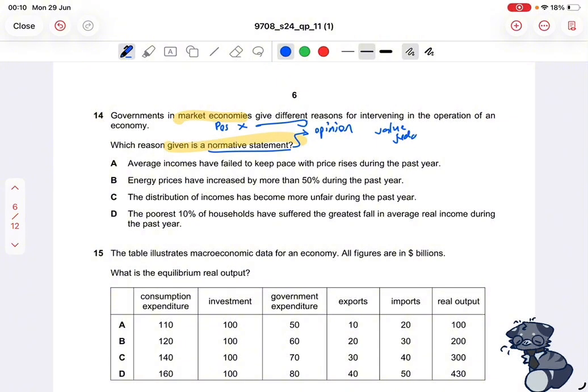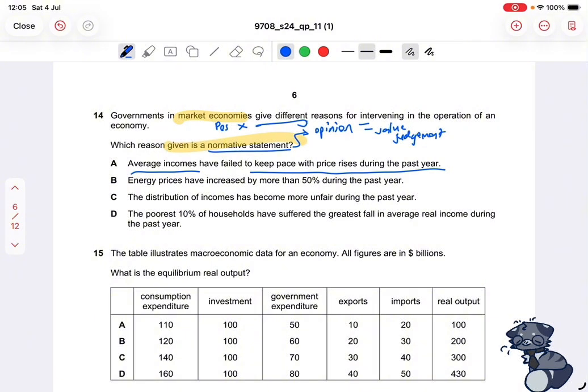They are basically the same as opinions. Value judgment or opinion, and they are usually supported by evidence or data or facts, classified as positive or normative statements. Now the first one says average incomes have failed to keep pace with prices rising during the past year. Now this just seems like a solid fact, with no opinions included in it. So we're just going to consider that as a positive statement and go to the next one.